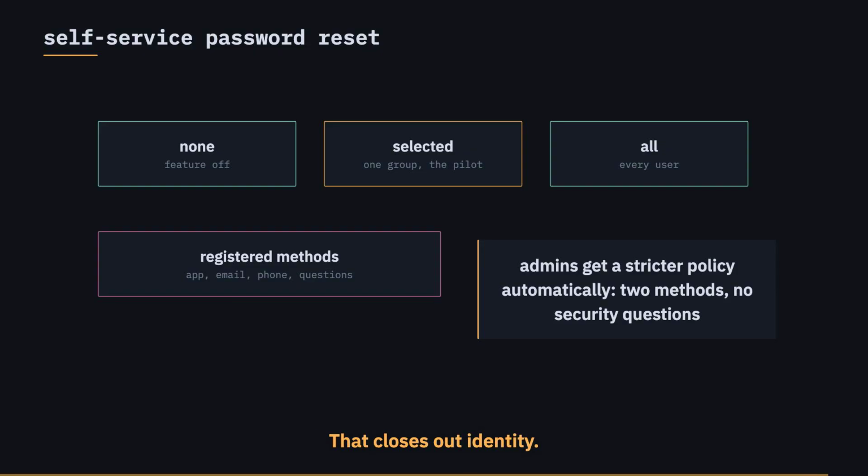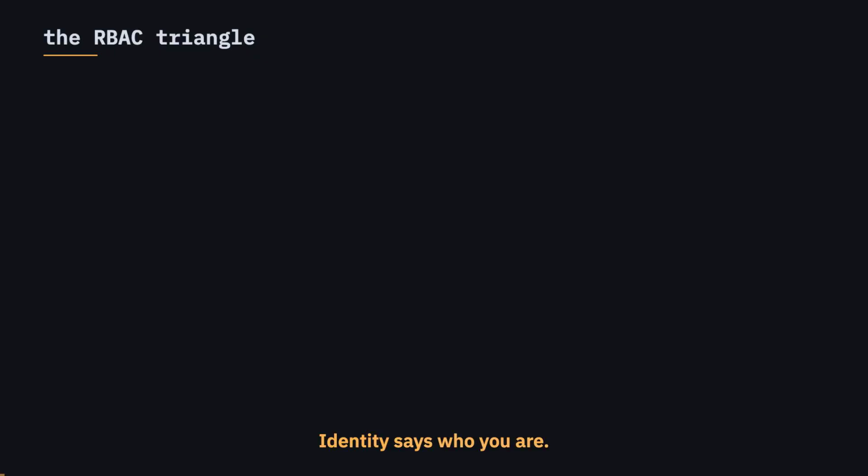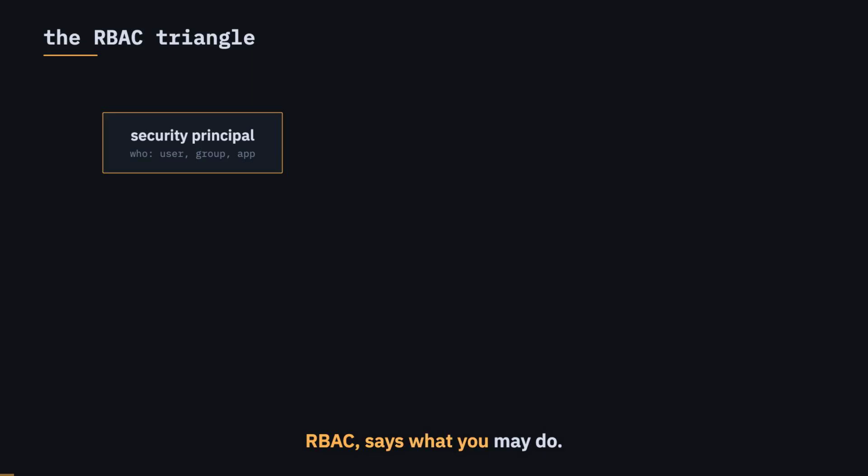That closes out identity. In one breath each: users are cloud-only or synced, groups carry access and can fill themselves dynamically. Licenses ride on groups and need a usage location. Guests are invited identities you govern but do not own, and SSPR gives passwords back to their owners with a stricter path for admins. Identity says who you are. Azure Role-Based Access Control, RBAC, says what you may do.